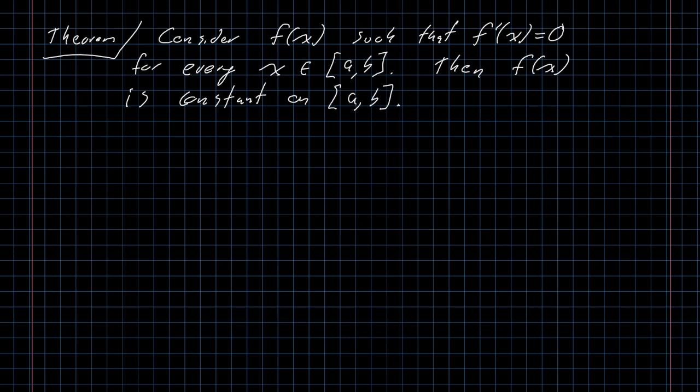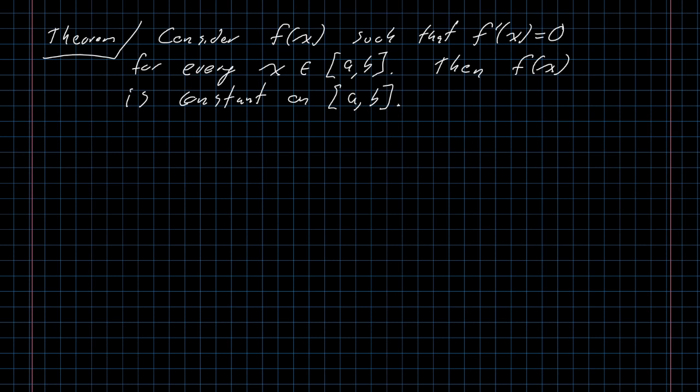Consider a function f of x, which has the property that f prime of x is equal to 0 for every x in some interval. With that, I claim that f of x is a constant function on that interval. All right, and how can we get there?